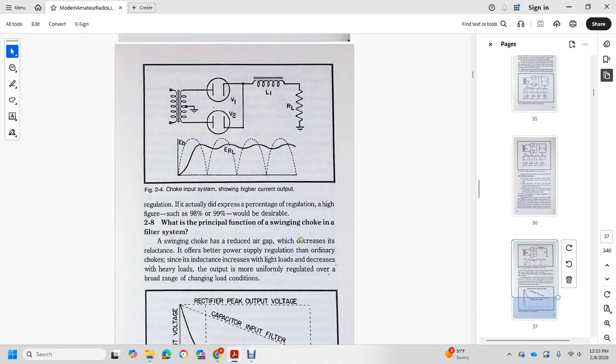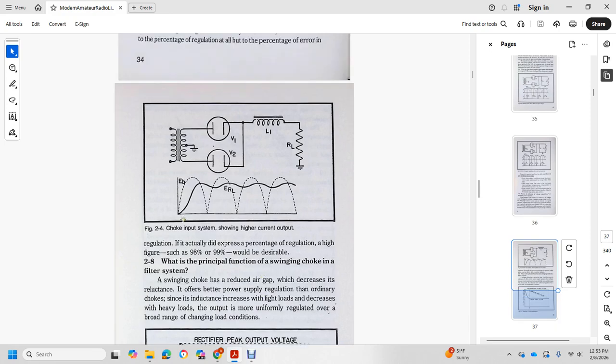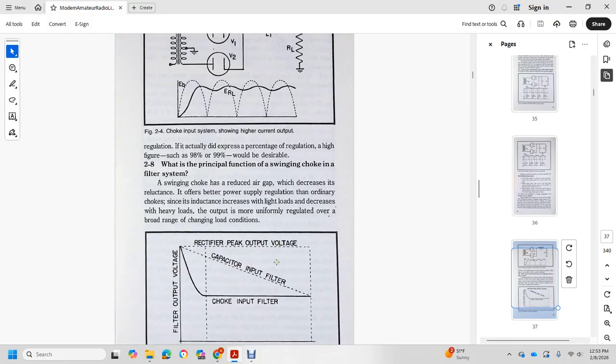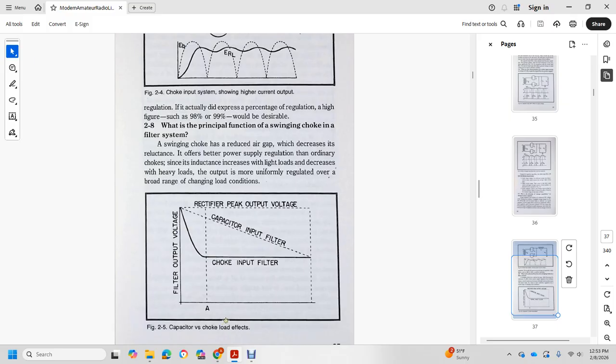2.8. What is the principal function of a swing choke in a filter system? A swing choke has a reduced air gap and decreased reluctance, and offers better power supply regulation. Ordinary choke inductance increases with light loads and decreases with heavy loads, and the output is most uniformly regulated over a broad range of changing load conditions. So 2.4 shows the choke input with higher current output. 2.5 shows the capacitor and choke load effects: filter output voltage, choke input filter, capacitor input filter, rectifier peak output voltage.